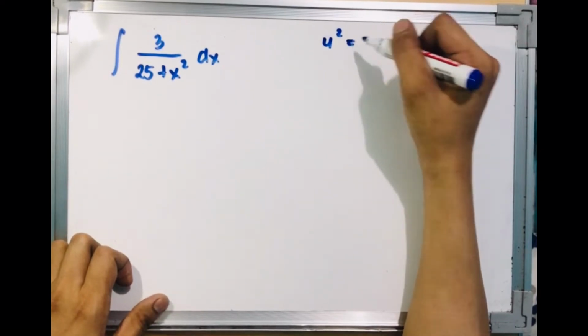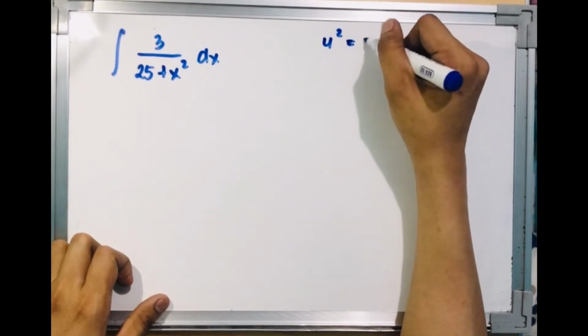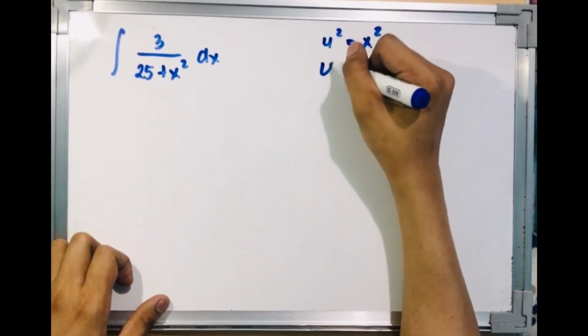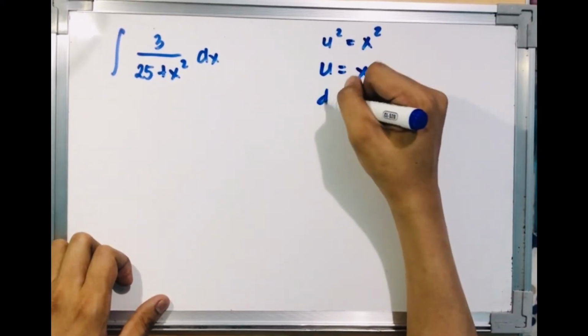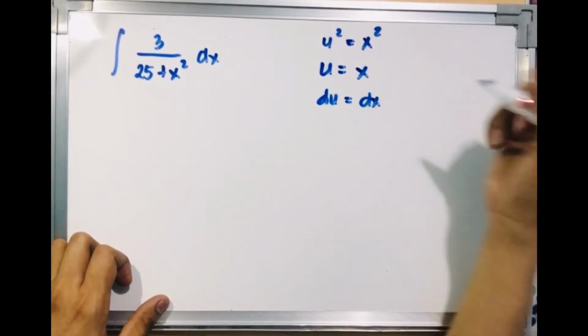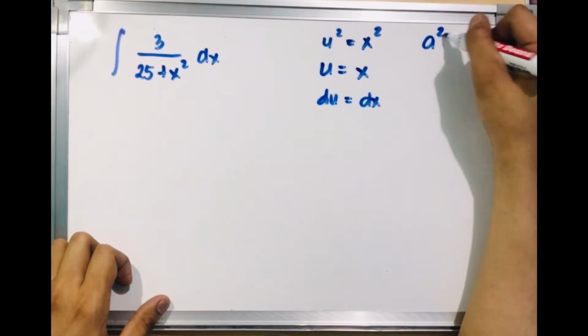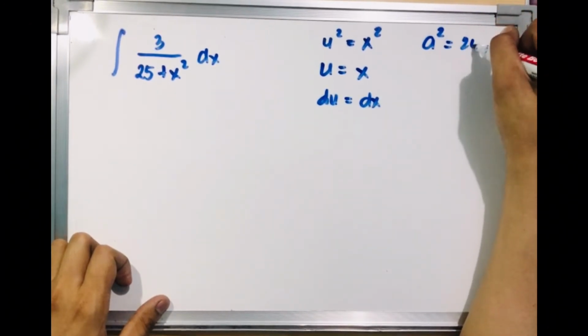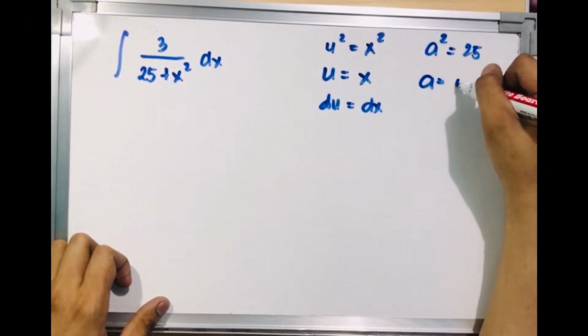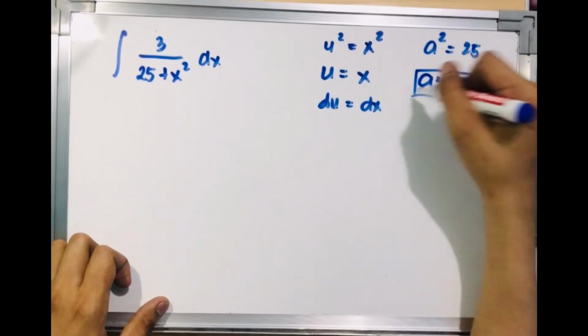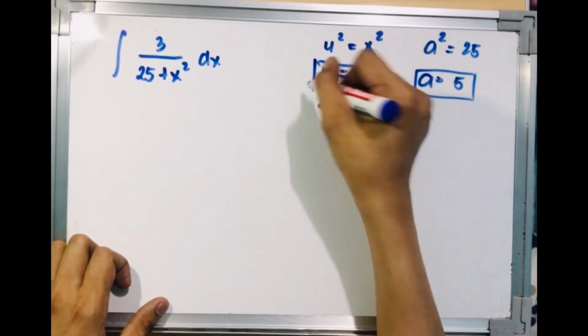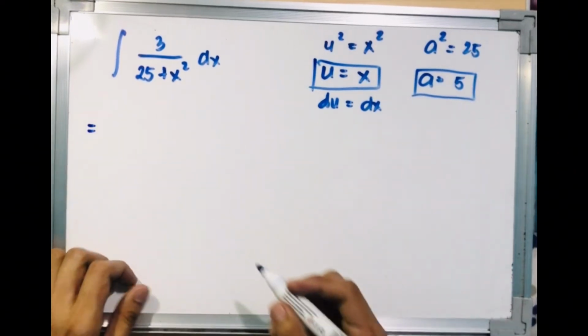So, let's set up yung u squared natin. Our u squared is just our x squared. So, our u is equal to x, and du is equal to dx. And then, our a squared is equal to 25. Therefore, our a is equal to 5. So, i-box natin ulit as usual. And then, let's substitute our values.